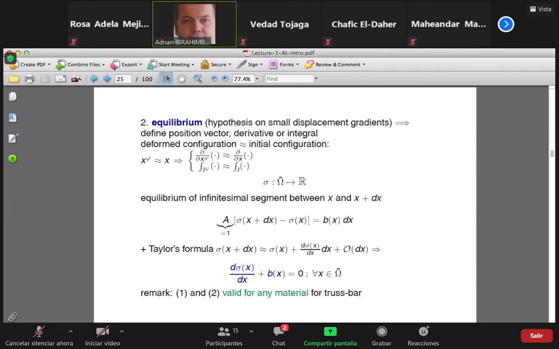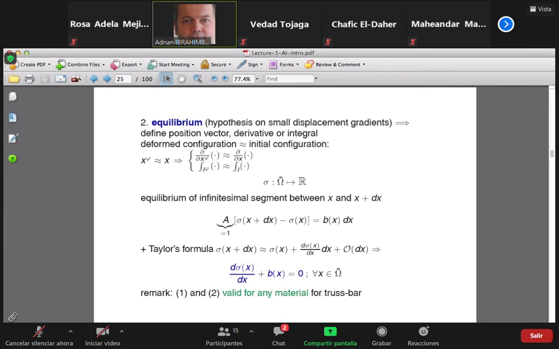Hence, we can now set the equilibrium equation on the part of the bar where we apply the stresses at x plus dx and the stresses at x. The difference of those two multiplied by the cross section A equal to 1, you don't have to worry about that one, should be equal to all the loading which is applied to this part of the bar, which is equal to distributed loading b of x times the length of this infinitesimal element, which is dx. Hence, if I now divide this by dx, I'm going to get something which is representative of the derivative of sigma with respect to x, which I can prove by using Taylor's formula here.